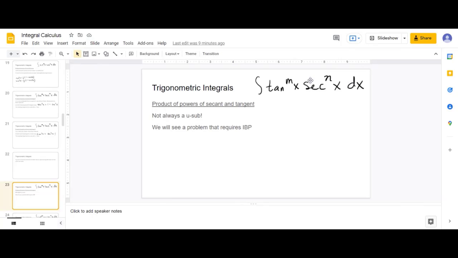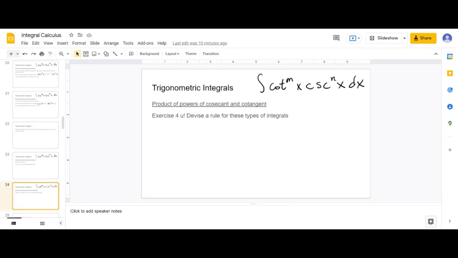Yeah, this form of integral is more tricky. It's not always a u substitution like the sines and cosines, and we'll see a problem, hopefully we get to it in the breakout groups. We will see one of these integrals that requires integration by parts. Maybe you've even seen it in your homework already. Products of powers of cosecants and cotangents: an exercise for you. You can devise your own rule for these types of integrals.